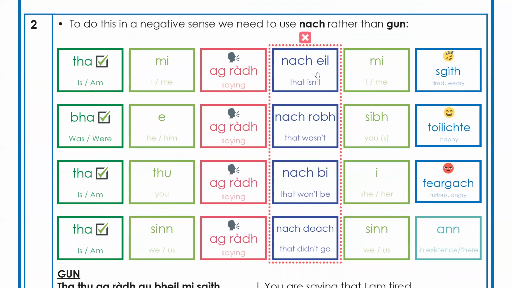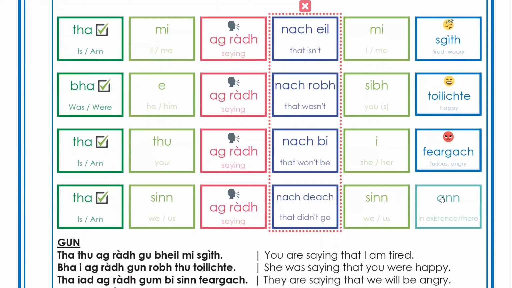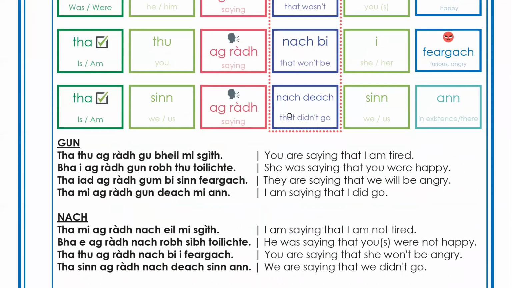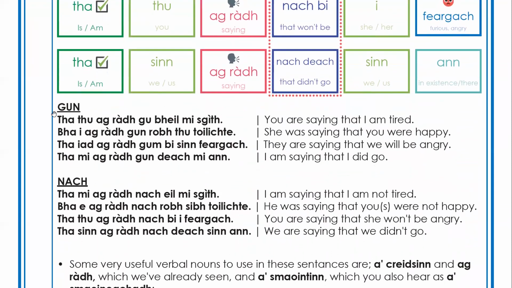In the negative context then, chanel mi ski, ha mi a gra nachel mi ski. Charóisih tolige, bheith gra nachróisih tolige. Chaví I ferigach, ha a gra nach bí I ferigach. Chadeach sin awn, ha sin a gra nach deach sin awn. So that's gun when it's positive and nach when it's negative.